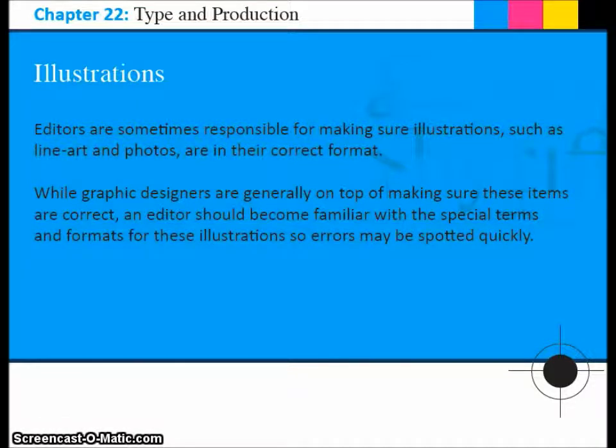Illustrations. So editors are sometimes responsible for making sure illustrations, like line art, photos in publications or on the web are in their correct format. While graphic designers are generally on top of making sure that these items are correct, an editor should become familiar with the terms and format so the errors in illustrations can be spotted quickly and they can be fixed.